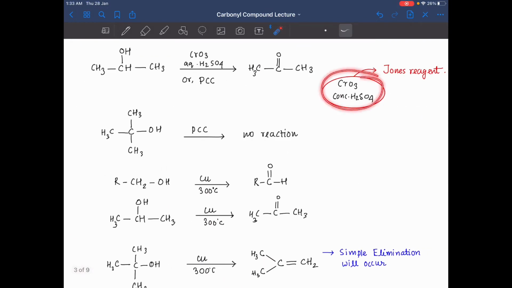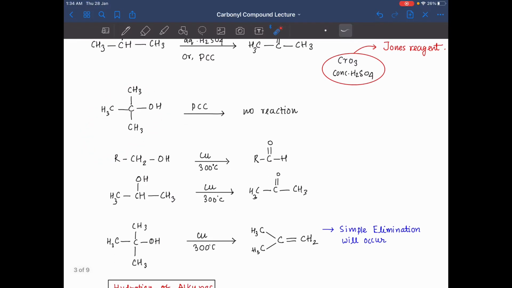You can also use Jones reagent for the oxidation of 2 degree alcohol, or you can also use PCC. If we oxidize the 2 degree alcohol, this will produce ketone. The mechanism is similar, but in the presence of PCC, this 3 degree alcohol will not give any kind of product.